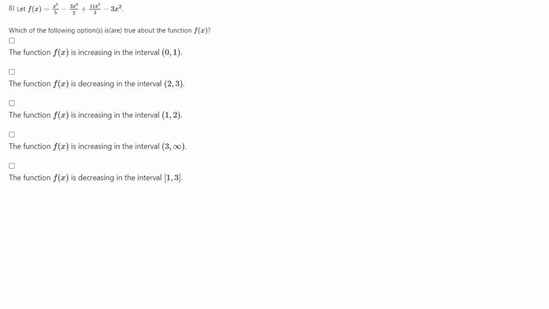Last one, we have f of x equal to a function. We have a polynomial function.